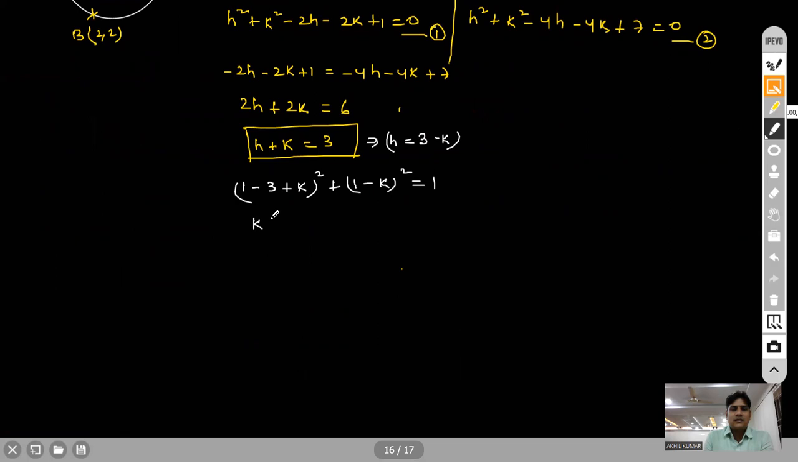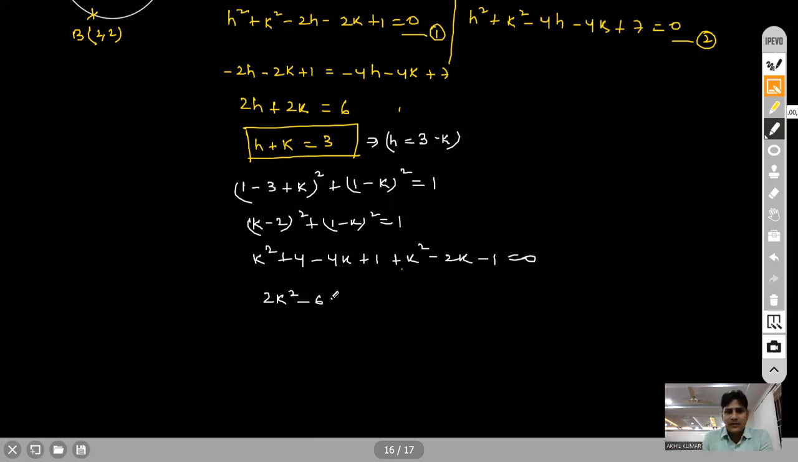Solving this, this becomes (k minus 2) whole squared plus (1 minus k) squared is equal to 1. So this will be k square plus 4 minus 4k plus 1 plus k square minus 2k minus 1 is equal to 0. So this will be 2k square minus 6k, the plus 1 minus 1 will cancel, plus 4 equal to 0, or k square minus 3k plus 2 is equal to 0.